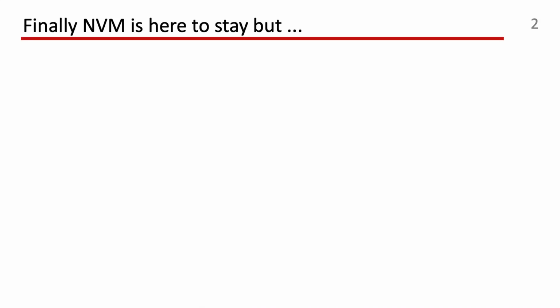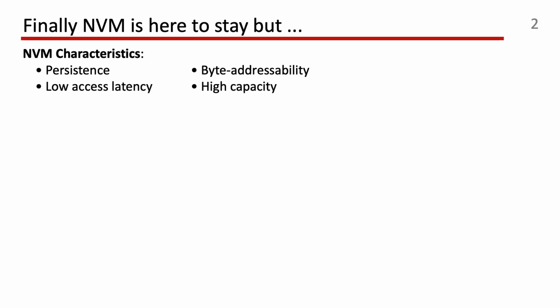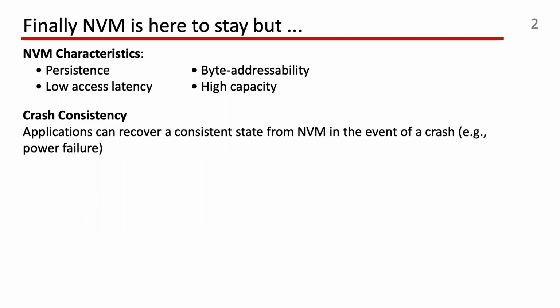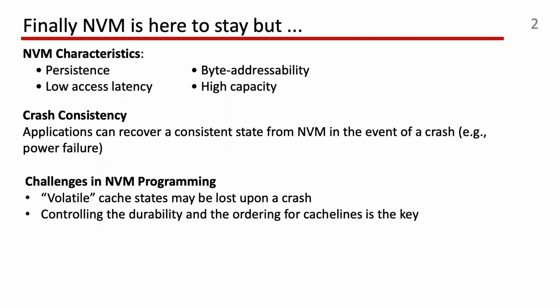NVM has been considered to revolutionize the storage stack by providing the following properties: persistent, byte-addressable, low latency, and high capacity. However, NVM programming is hard because you must guarantee the integrity of your data even under power failure. Formally, a crash consistent application can recover a consistent state from persistent memory in the event of a crash like a power failure. In the current architecture, a cache is volatile. Volatile cache states may be lost upon a crash. So controlling the durability and the ordering of cache line eviction is the core of NVM programming.